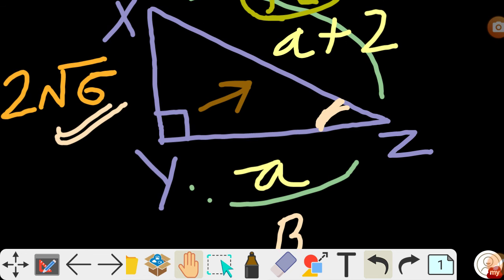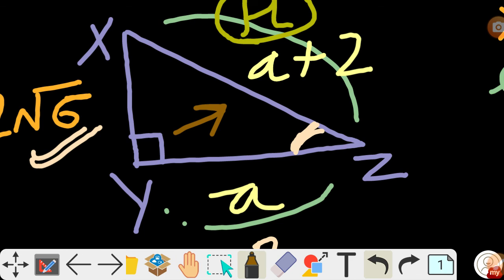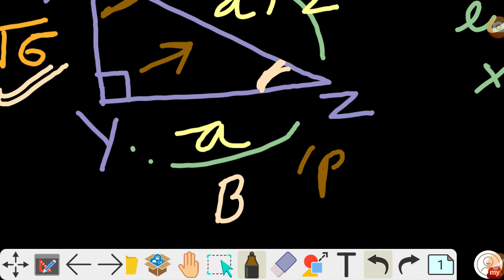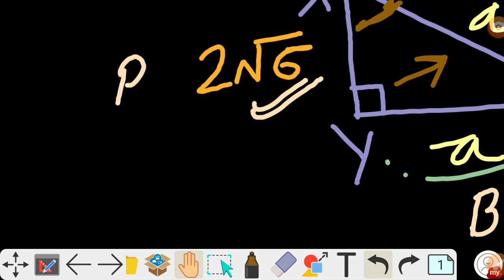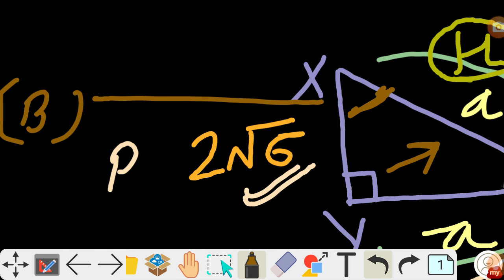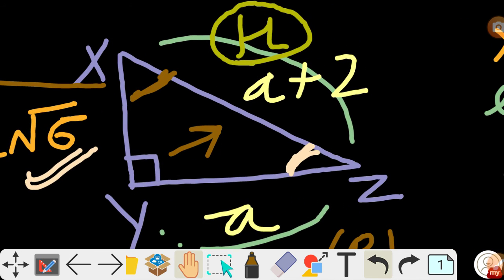If you consider the angle X, then the perpendicular is the side in front of this angle. In this case the perpendicular is this one, and the base is this one. It depends on the angle. The side in front of the angle becomes the perpendicular, the other side automatically becomes the base, and the side in front of the 90 degree angle becomes the hypotenuse.